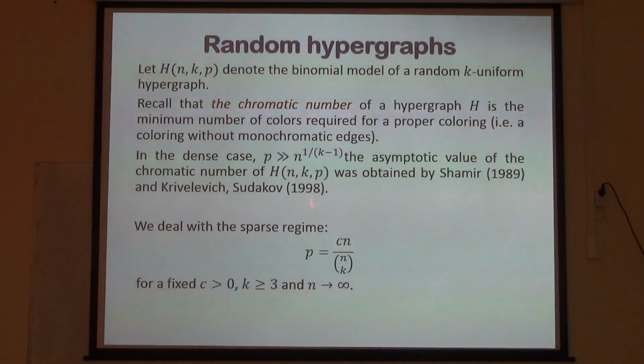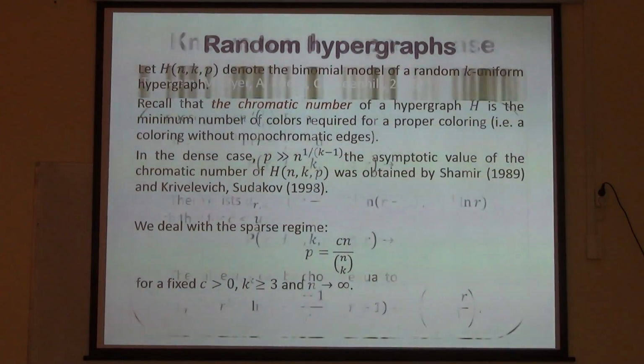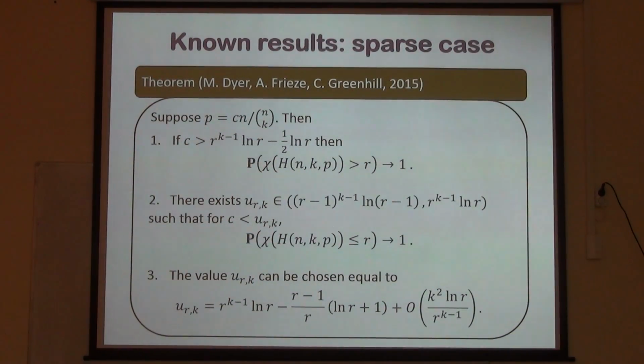This parameterization is not the same as it was for graphs, because roughly for k equals 2, we will have p equals 2c over n asymptotically. So all the results stated for hypergraphs hold for graphs, but with the constant twice larger. If you have some hypergraph result, you can obtain the graph result with the constant twice as large.